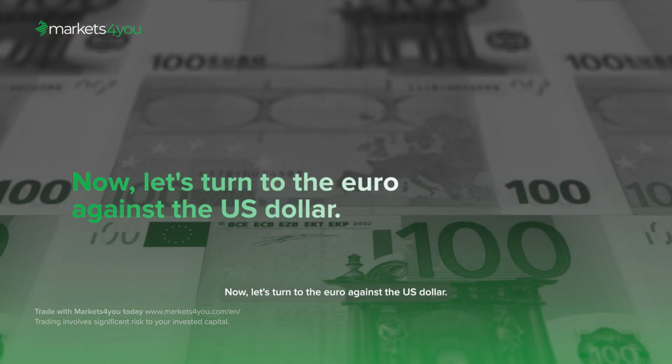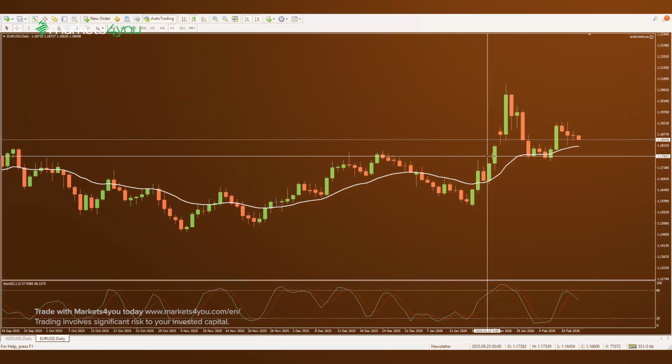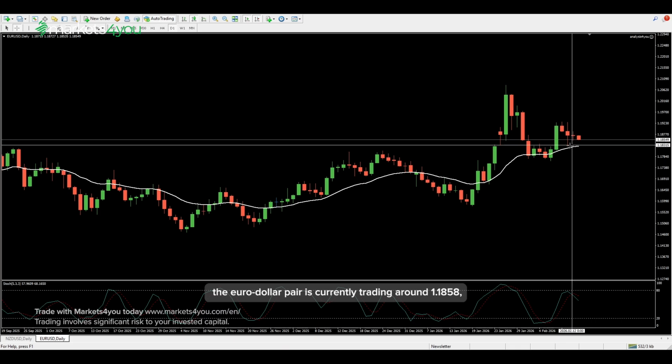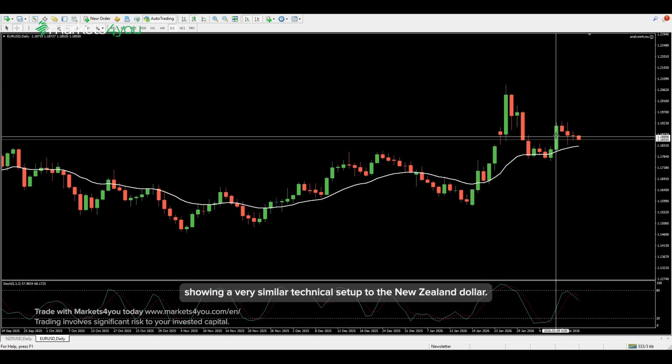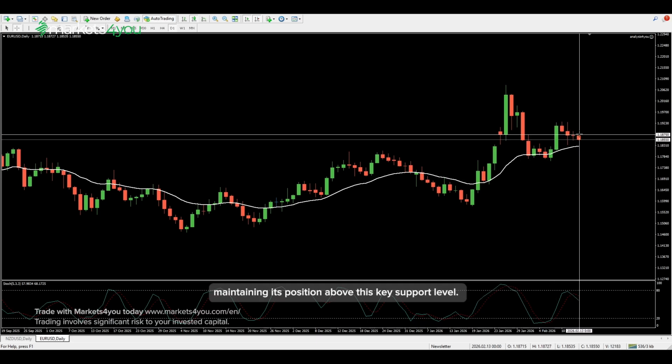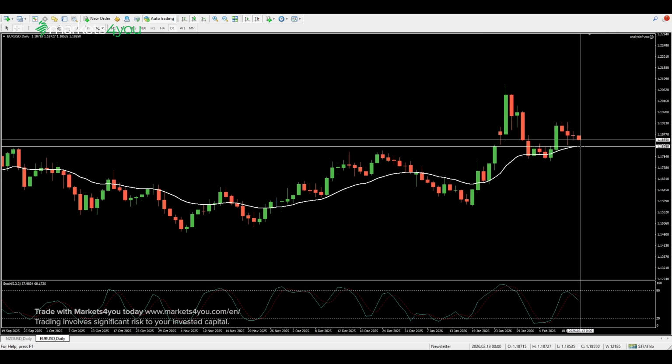Now, let's turn to the euro against the US dollar. On the daily chart, the euro-dollar pair is currently trading around 1.1858, showing a very similar technical setup to the New Zealand dollar. The price moved into a consolidation phase above the 20-day moving average on Friday, maintaining its position above this key support level.